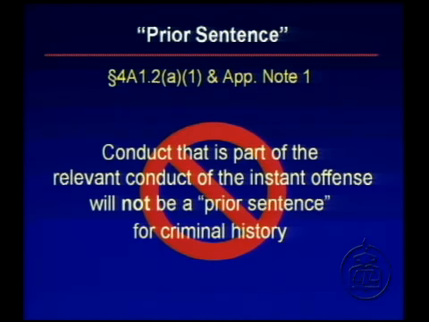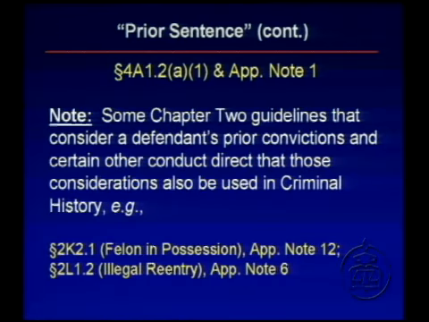Now, what that means is that if the conduct involved in the prior conviction is relevant conduct to the instant offense, that prior conviction cannot receive criminal history points under Chapter 4. However, as the old saying goes, there are exceptions to the rule, and there are exceptions to this rule as well. The exceptions to this rule can be found in the Chapter 2 guidelines addressing felon in possession under 2K2.1 and illegal reentry under 2L1.2.